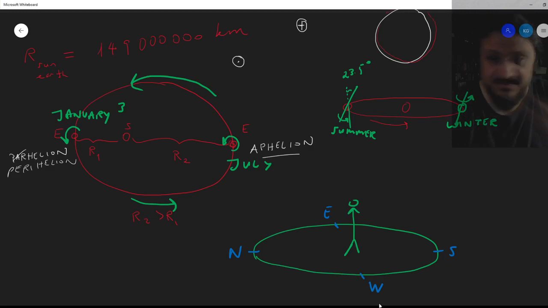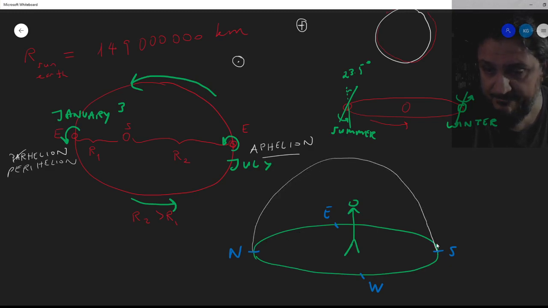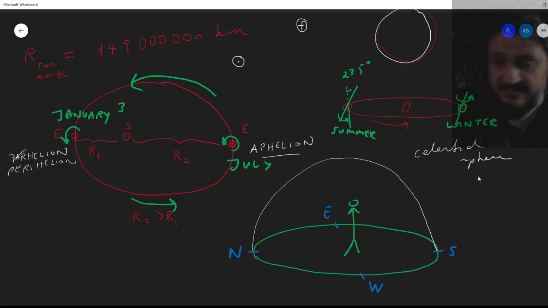I mean, there's no such dome above the Earth, but it appears that way. We call it the celestial dome, or celestial sphere. Celestial sphere. Okay, and or the dome.